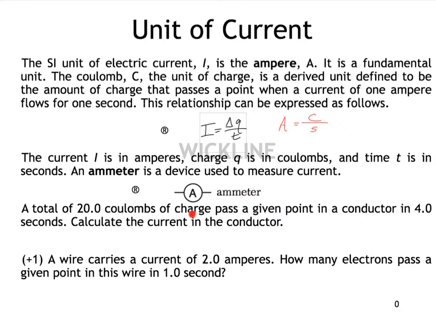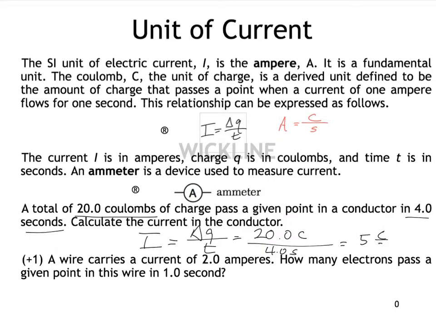A total of 20 coulombs of charge pass a given point in a conductor in 4 seconds. Calculate the current in the conductor. Well, I know that the intensité des courants is the change in charge, or the coulombs of charge that pass a given point in a certain number of seconds. And they say in the question that it was 20 coulombs of charge that passed the given point. So 20 coulombs, and the seconds were 4.0 seconds, which means that the intensité des courants is 5 coulombs per second, or 5 amps. Probably the best answer. So that's how you do that.